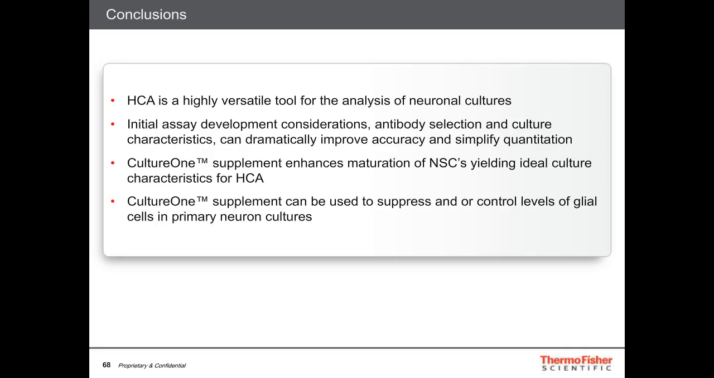Our first question is for Dr. Beacham. Can you add CultureOne Supplement to cells at different times during the culture? What is the outcome? Yeah, you sure can. Basically, the data that I showed was with CultureOne added on day 0, and then we followed the trajectory of the differentiation over 3 weeks.